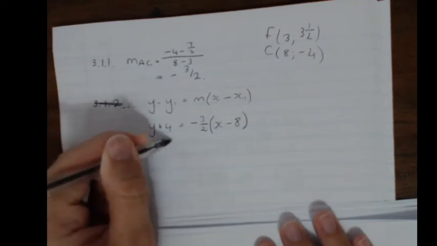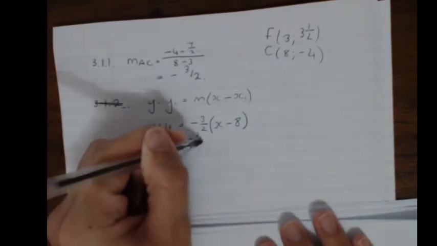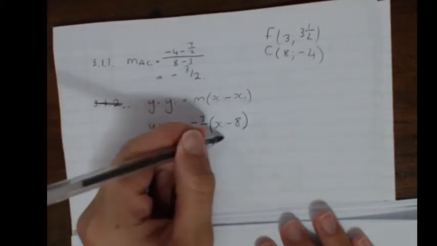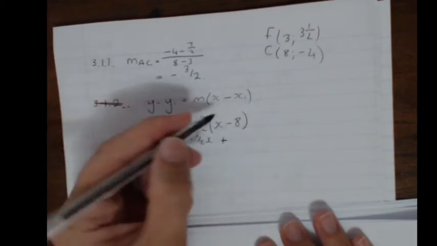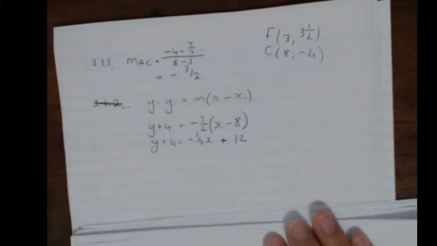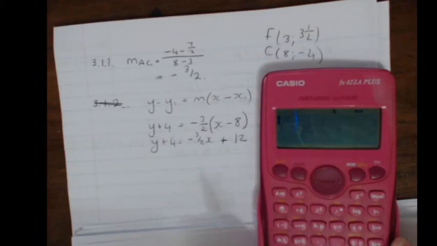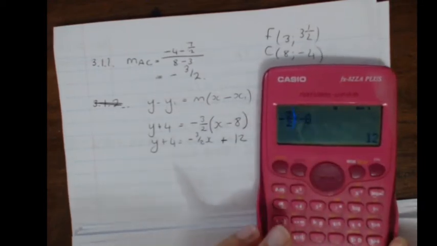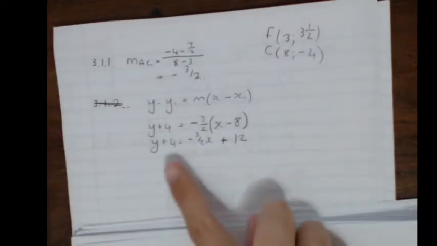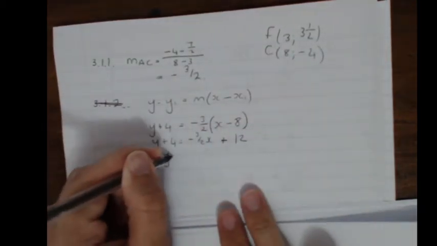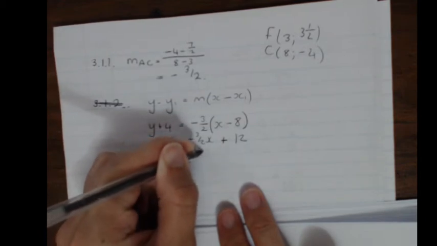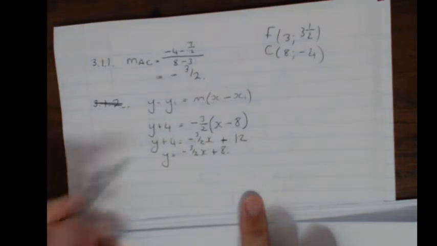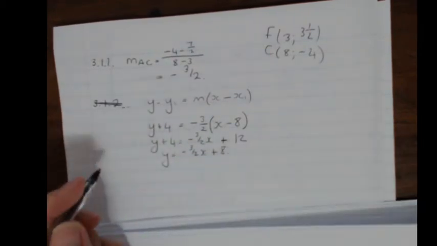And then I have y plus 4 is -3 over 2 times (x minus 8). -3 over 2 times -8 is positive 12, I'm just going to double check. Negative 3 over 2 times negative 8 is positive 12. And then I move the 4 over, so y is equal to negative 3 over 2 x plus 12 minus 4, so plus 8. This is the equation of line AC.